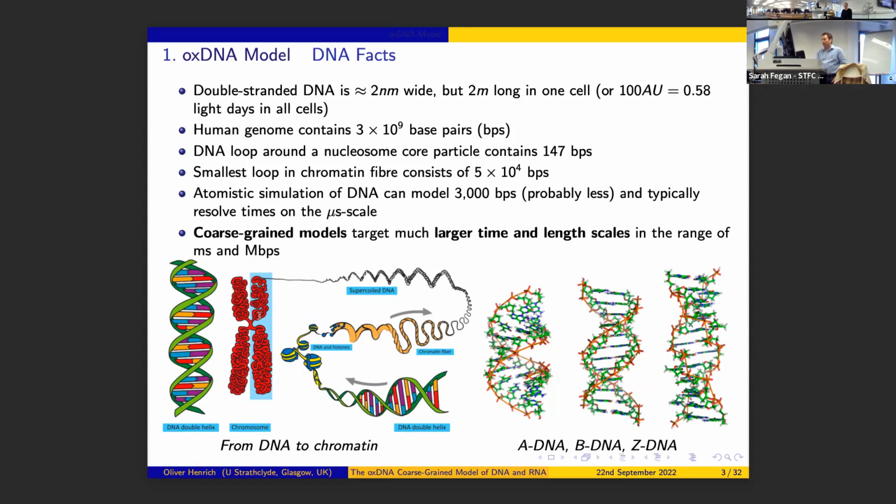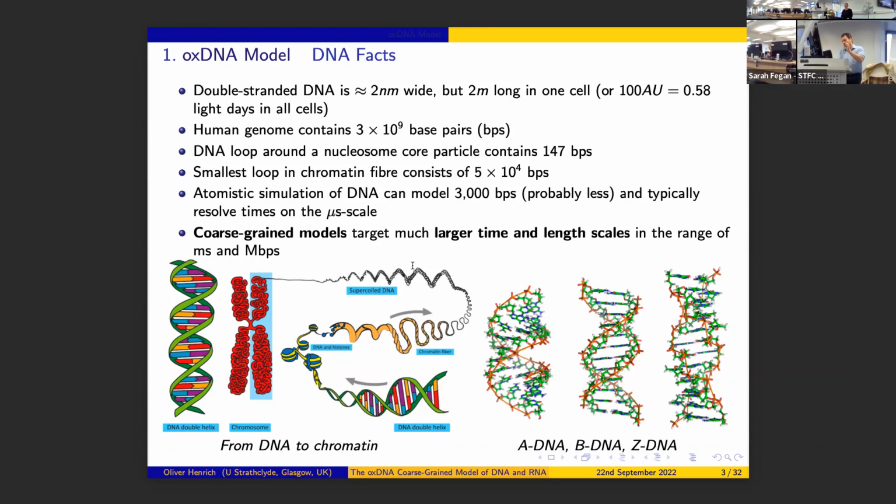But a loop around, well, it's not 200 base pairs, it's exactly 147. I put the number here. It's one loop around the histone octamer. They're also called nucleosome core particles. And then a loop like this here is already in the range of several tens of thousands of base pairs.